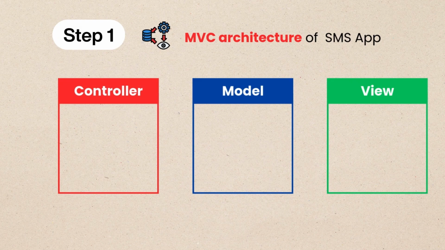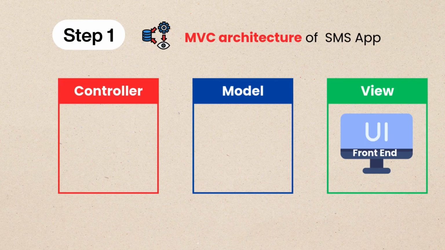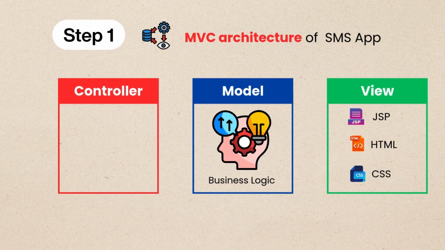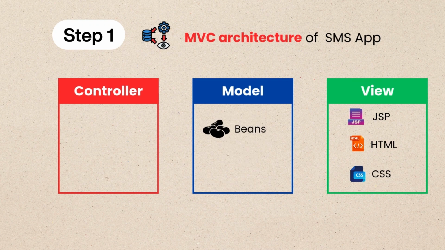The view layer represents the front end part of the application, such as JSP, HTML, and CSS pages, which are responsible for displaying data to the users. The model layer represents the business logic of the application. This includes bean classes, which represent the data objects like student and admin, and DAO classes, which interact with the database to perform operations such as insert, delete, update, and retrieve data.